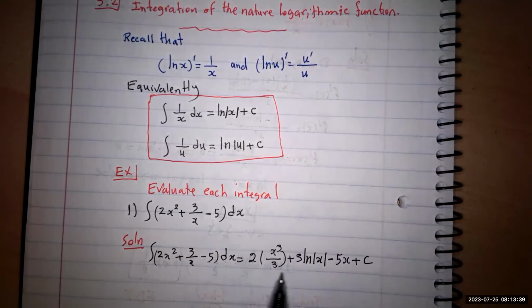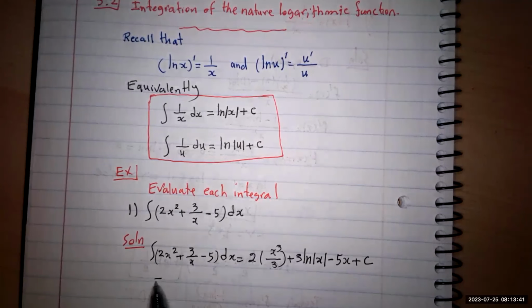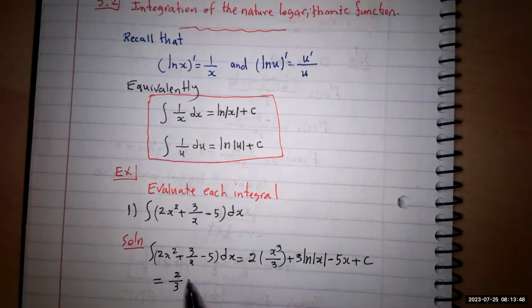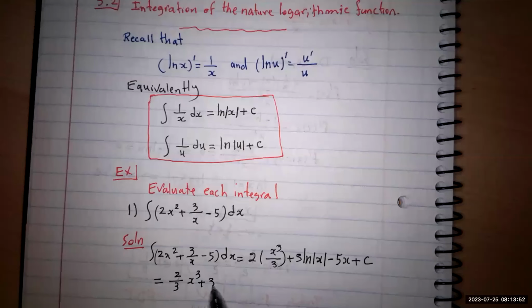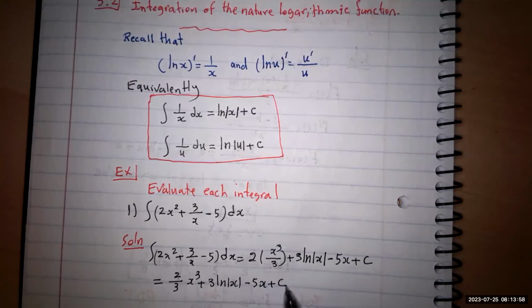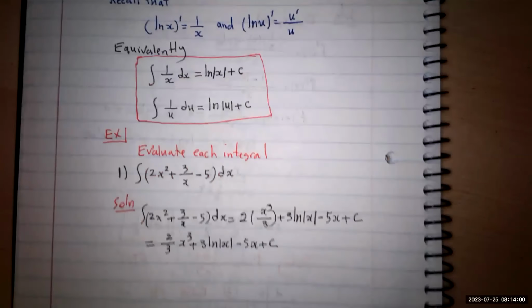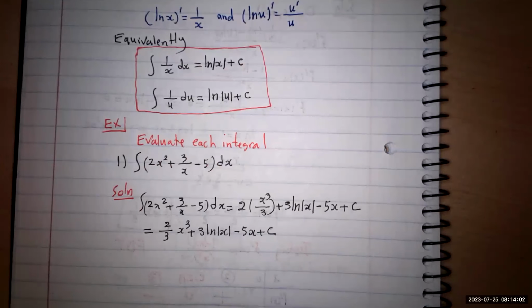You cannot simplify this one, you just rewrite it. This is the way I write it. I like to write the coefficient out. So that's going to be 2/3 x cubed plus 3 ln of the absolute value of x minus 5x plus the constant c. So that gives you simply the final answer.